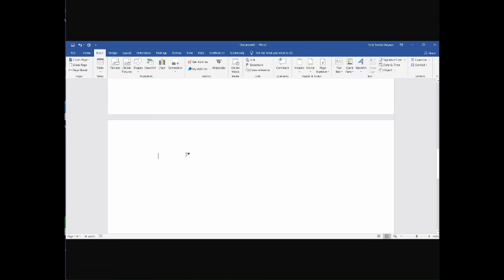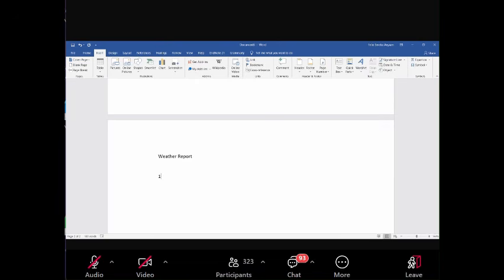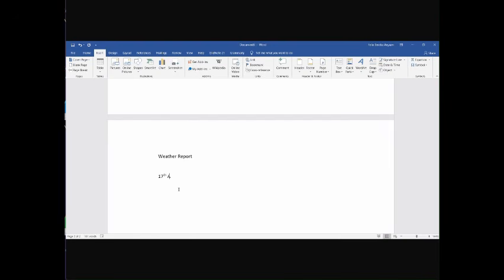A lot of us are very familiar with these weather reports. I'm looking at my weather report now. Today is 17 August 2026. That is today.